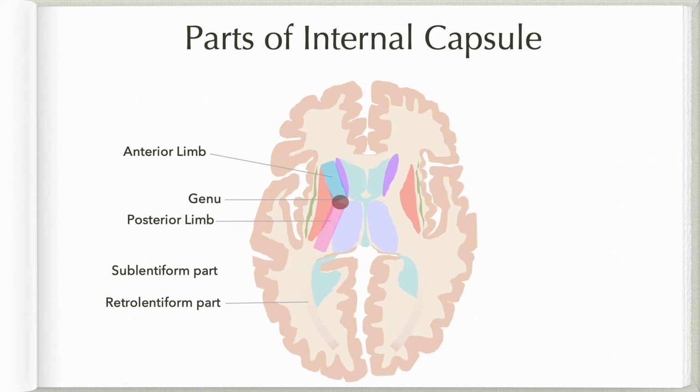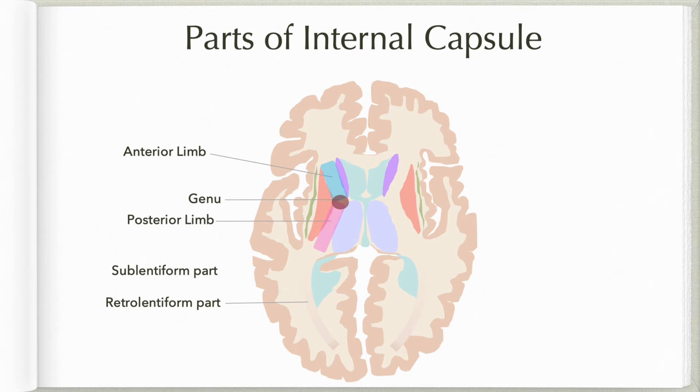Anterior limb between the head of the caudate nucleus and lentiform nucleus. Posterior limb between the thalamus medially and lentiform nucleus laterally. Genu at the junction between anterior and posterior limb. Retrolentiform part behind the lentiform nucleus, as the name suggests, and sublentiform part below the lentiform nucleus, as the name suggests.